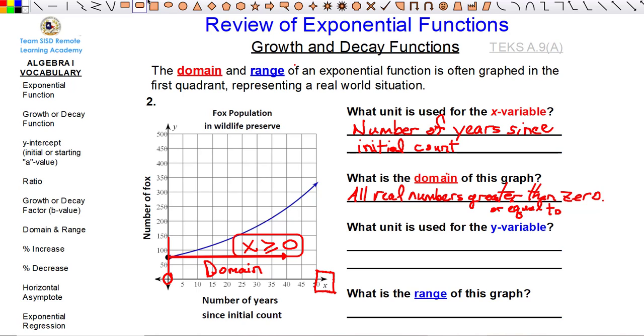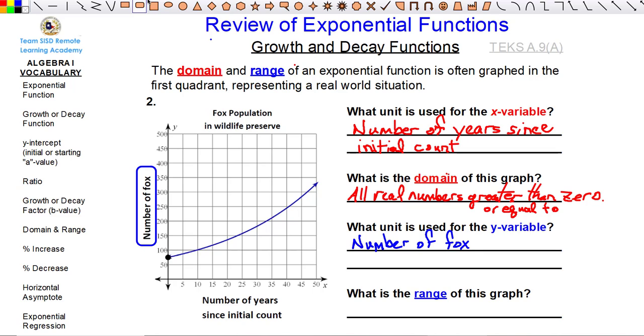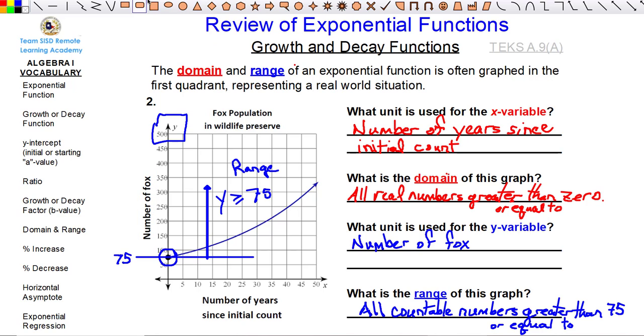What is the unit for the y variable? Well, you're right, number of fox. So the number of fox starts at 0, 75. So 75 going upwards, 75 would be the least number of fox that we have, and that population of fox is increasing above that. So how do you think you'd say that? Well, it's tempting to say that it's all real numbers greater than or equal to 75.